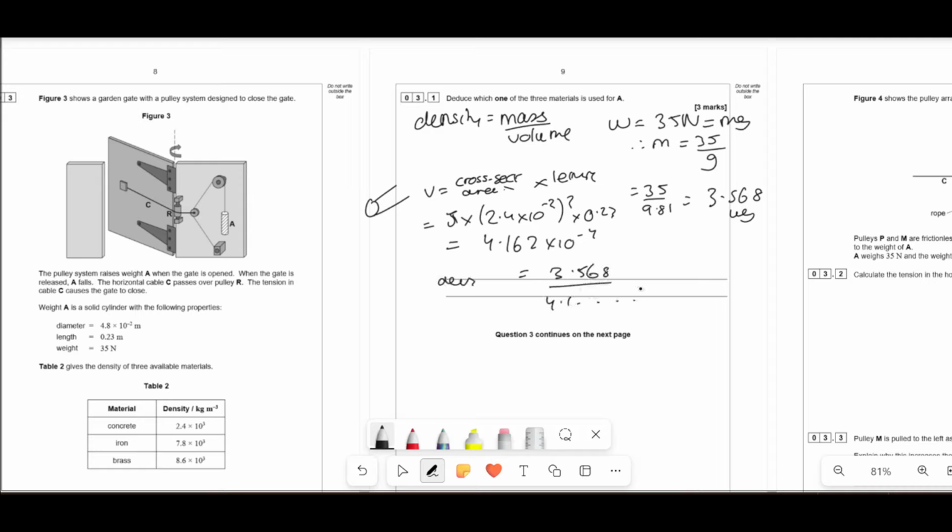If we do that with 8 divided by our answer, we get 8572.8, which is roughly 8.6 times the 3. So it is brass.